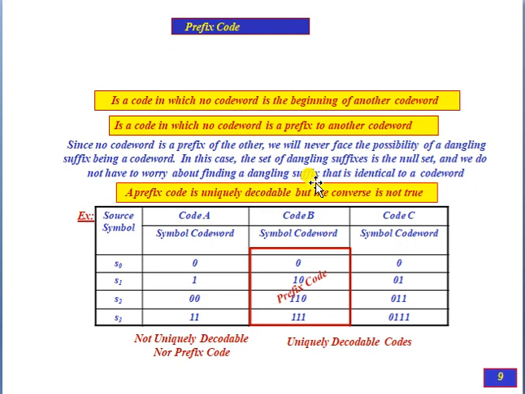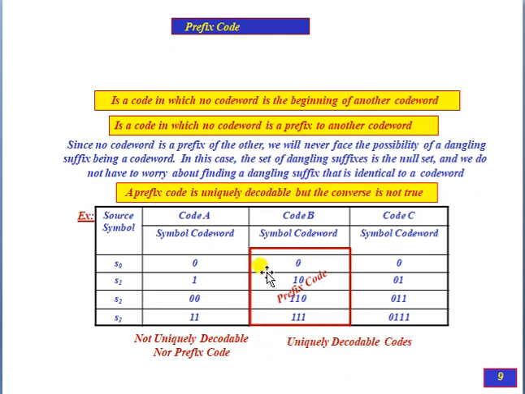Now, the dangling suffix and all these things are clear. Now, the source symbols are S0, S1, S2, S3, with code A, code B, and code C. Three types of codes are generated. For code A, the symbol code words are 0, 1, 0, 0, 0, 1. No two same codes are generated. But it is not uniquely decodable, nor is it a prefix code, as per our test for unique decodability which we have earlier mentioned and discussed.